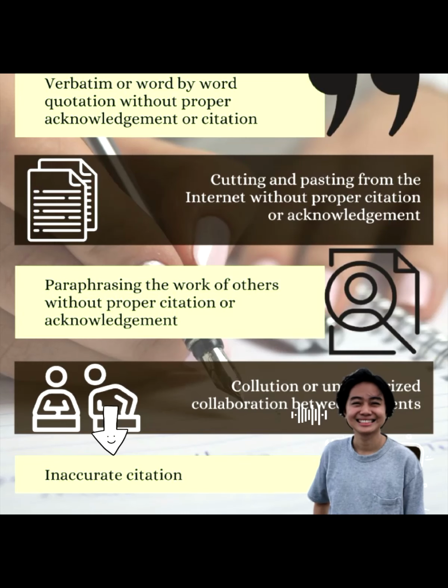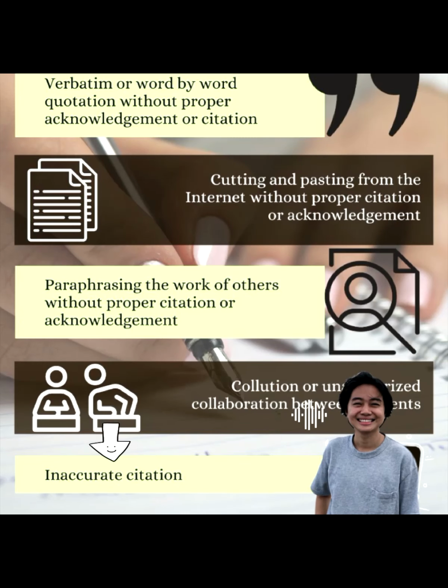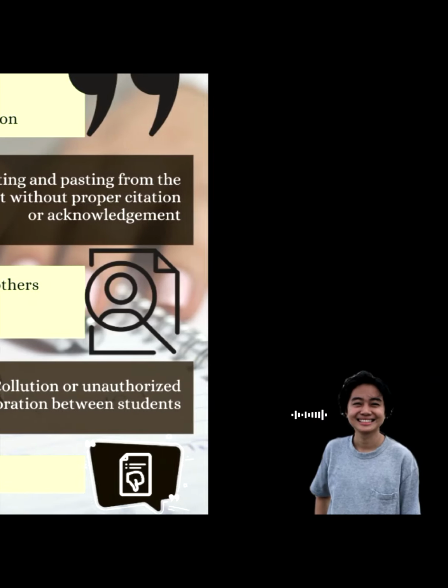Interesting. Inaccurate citation. There are many ways to properly cite information, but many people still make mistakes in doing it. Inaccurate citation does not only occur when someone forgot the proper citation to use. It is also considered inaccurate when the researchers cite information from a research paper, for example, but that information is originally from another author, then that is considered plagiarism.